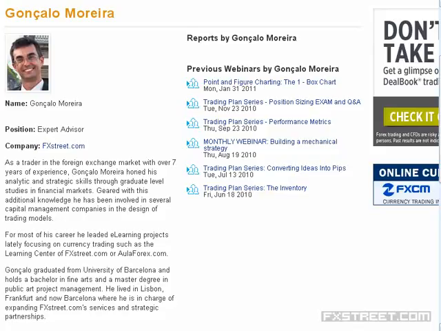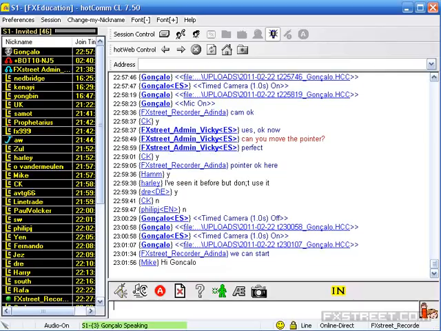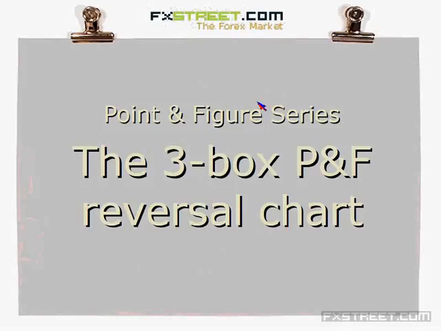Today we are going to cover the three-box pointing figure reversal chart. It is part of a pointing figure series that we started a few weeks ago with a one-box reversal chart. This time we are going to advance a little bit more in the construction of this chart variant.